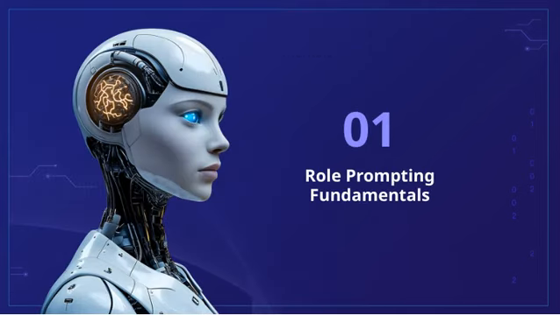Let's take a closer look at role prompting fundamentals. First, it's all about understanding what role prompting really is, guiding an AI to perform specific tasks by defining clear roles and expectations. This helps ensure the AI's responses are relevant and aligned with our goals. Next, we want to focus on key points like clarity and specificity in our prompts. Being precise helps the AI understand exactly what we need.